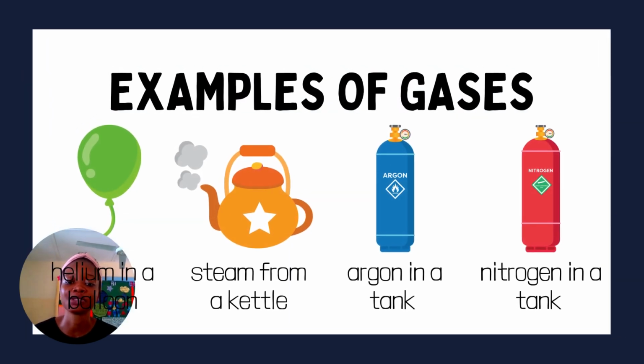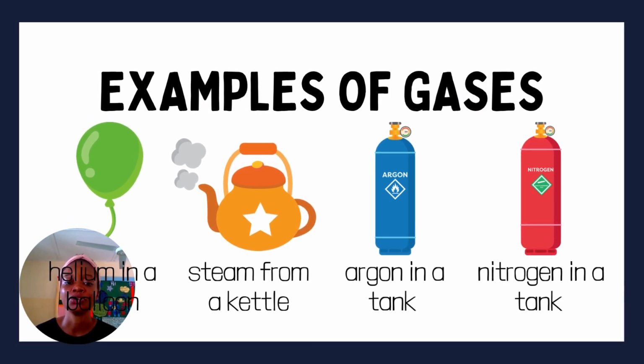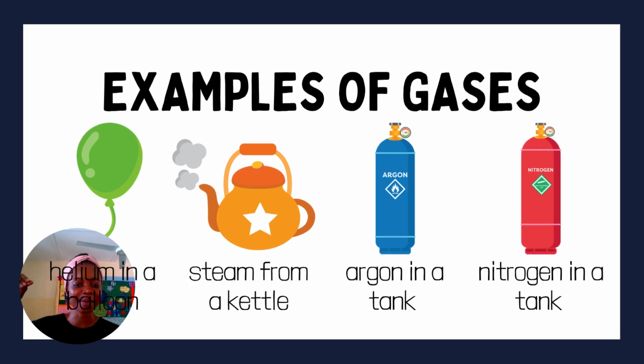Examples of materials that are gases are nitrogen in a tank, argon in a tank, and steam from your kettle of boiling water. When you're boiling water, the steam you see coming out of it is an example of a gas. Then we also have the hydrogen in your balloon. Those are also examples of materials around us that are gases. So once again, look around you, identify some materials that you feel are gases, and put your answer in the comment section.